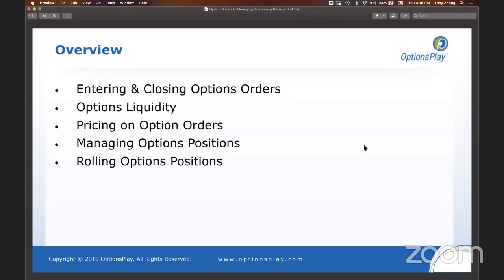So let's go ahead and get started. These are the things that I want to go over here today. I will try to spend as much time as possible going through things in detail. So we're going to start off by talking about just entering and closing option orders. We talk about trades a lot. We talk about different trades that we would make or show you how to make different trades, but we never really talk about the mechanics of entering that trade into your broker's platform. So today I want to break that down and make sure everyone understands it.